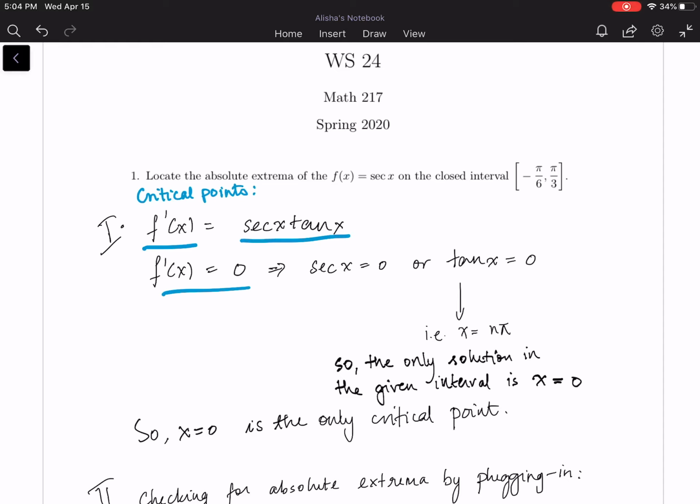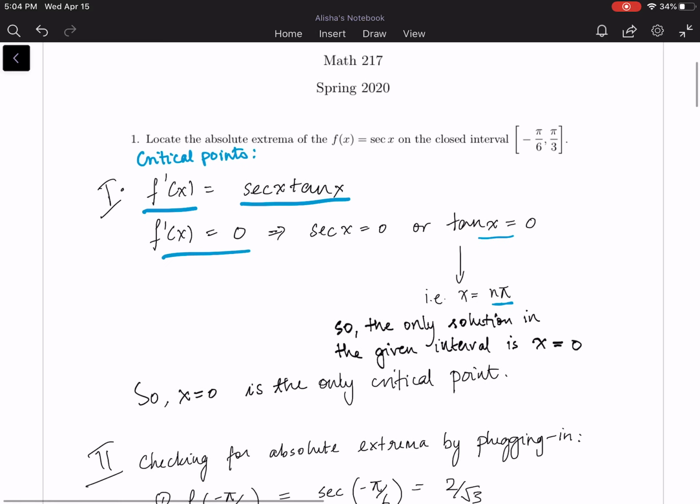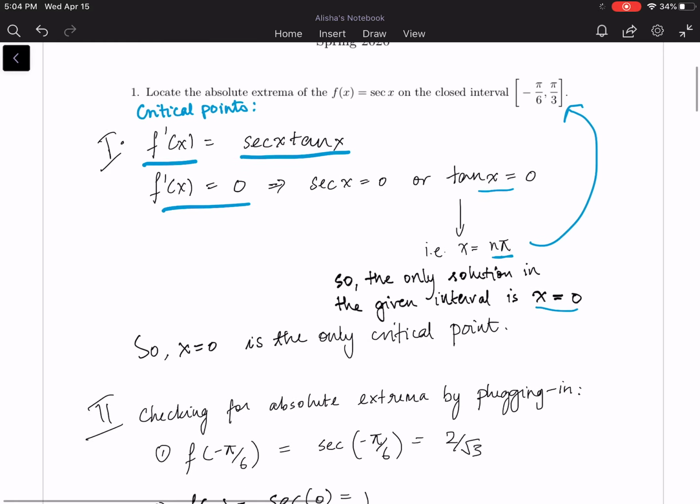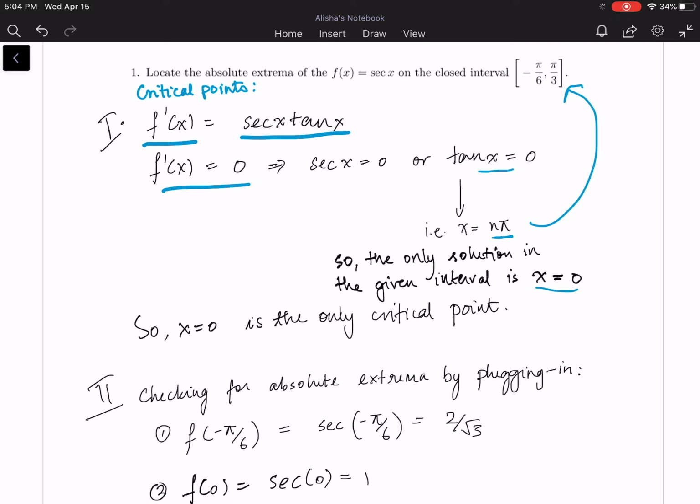That would mean that sine of x is equal to 0, or in other words, that forces x to be n pi. But in that case, the only solution in the interval between minus pi over 6 and pi over 3 is x equals 0, right? So the only solution in that interval is for n equals 0. So that's our only critical point. So the first step, find the critical points.